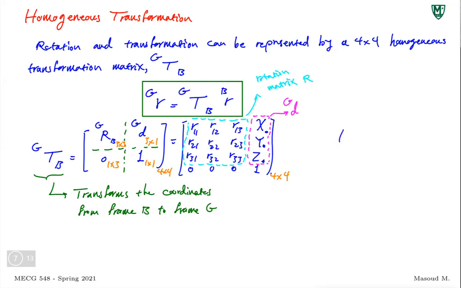So now, let's say you want to go from frame B to G. This is if you have multiple frames. I'll talk about compound homogeneous transformation. It would be B1 to G, then B2 to B1, then let's say B3 to B2, and let's say we want to go from B3 to G. Right? We'll talk about it.